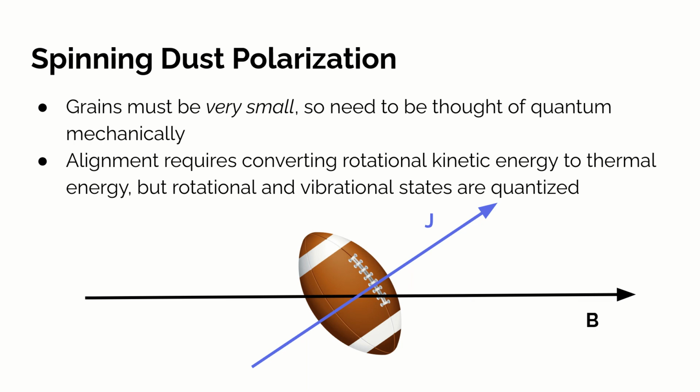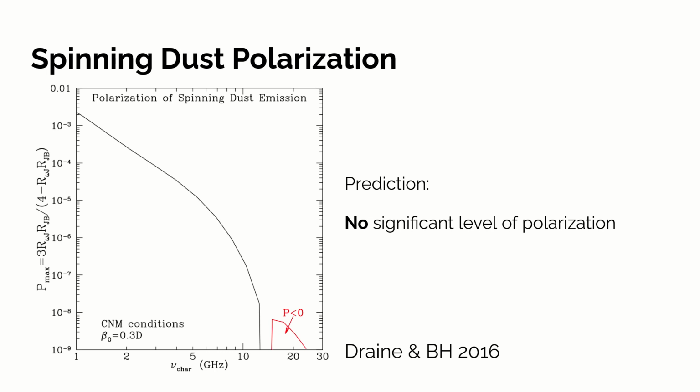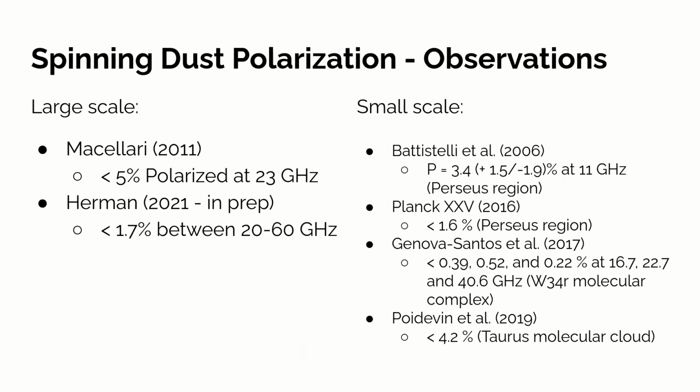Additionally, we need to think of these grains not just as classical particles, but also quantum mechanically, because they're simply so small. And alignment requires converting the rotational kinetic energy into thermal energy. This is the dissipative process we were talking about before. But rotational and vibrational states for particles this size are quantized. And walking through the physics of treating these particles quantum mechanically has shown that we really do not expect a significant level of polarization for spinning dust emission. The observations seem to agree with this.